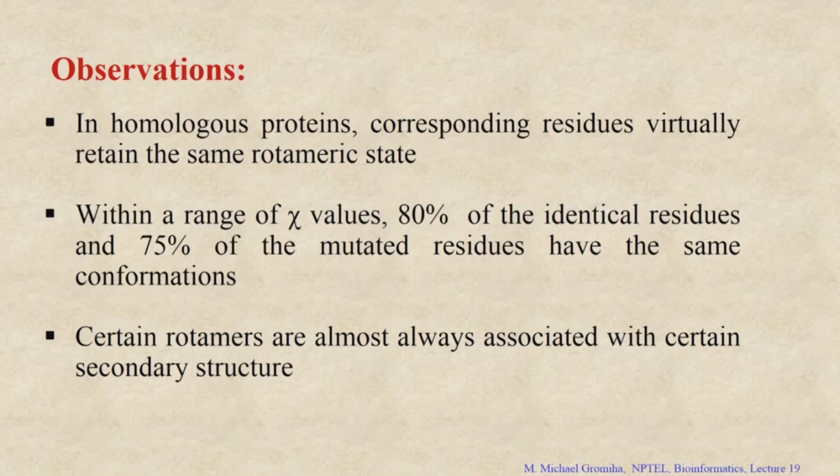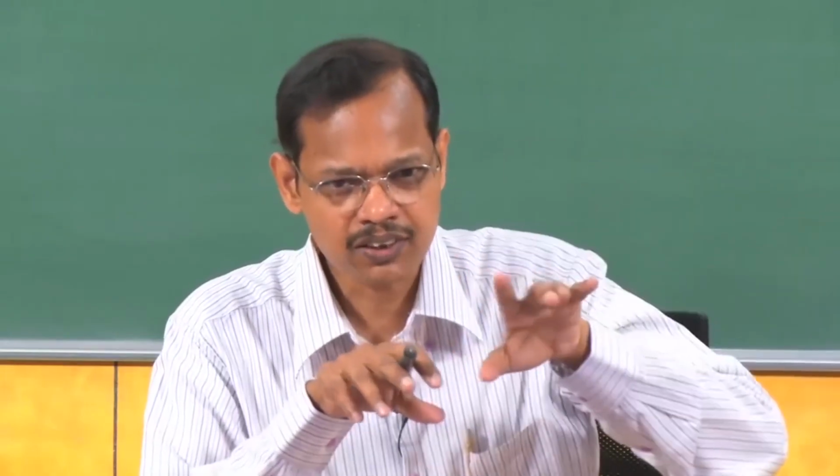Now, if you look into the data available in the literature, homologous proteins mainly retain the same rotameric state. If you take the chi values, 80% of the identical and 75% of the mutated residues have the same conformation; they do not change much. So, if we look at the template structure and the target structure, the difference in conformation is small, and more than 70% of the residues have similar conformations. So now you have almost similar structures.